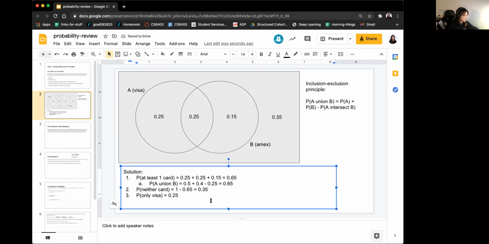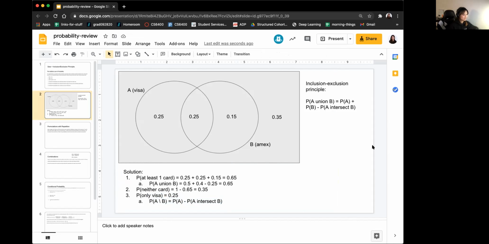This one is going to be the same because you just take 1 minus your previous answer. And for only Visa, you can just rearrange this formula. So with this, we're trying to figure out the probability of A not including B. I think this is the formal notation. But we can do this by taking the probability of A minus the probability of A intersect B. There we go. I think it's derived from this, but yeah, cool.